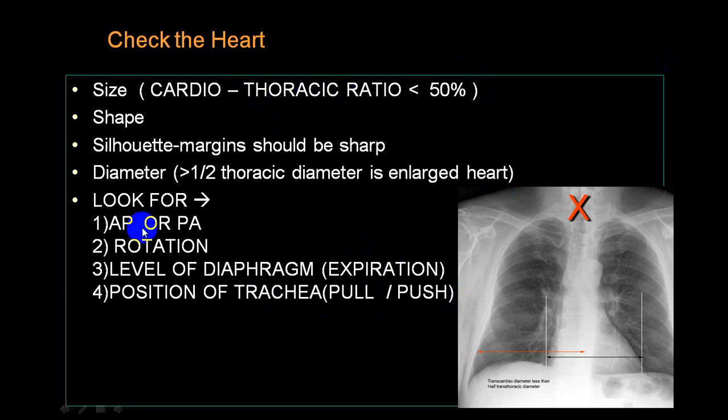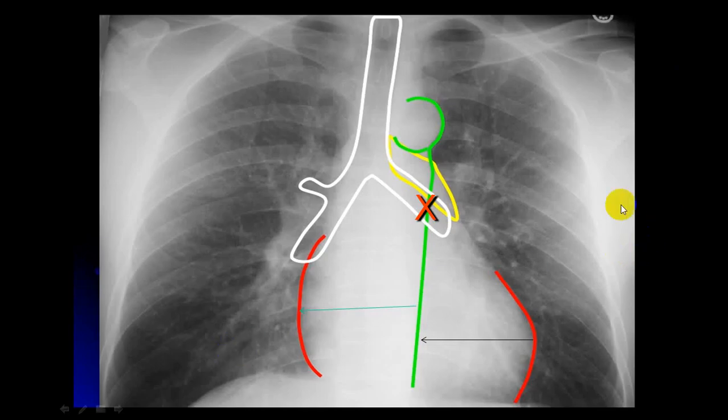So try to look for all this and then only answer the size of the heart and the shape of the heart. This is another wrong technique. Don't draw a line from the aorta straight down, because depending upon this line, see, it is an oblique line. So you cannot have an oblique line.